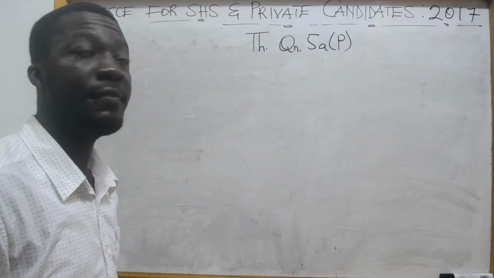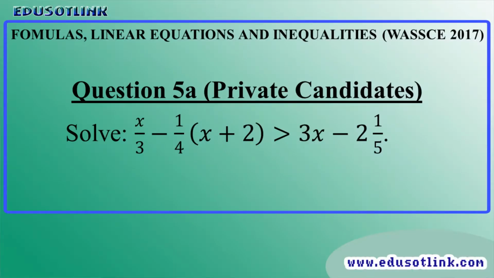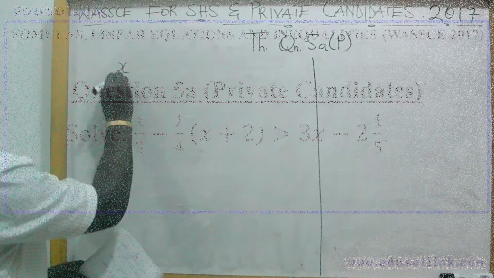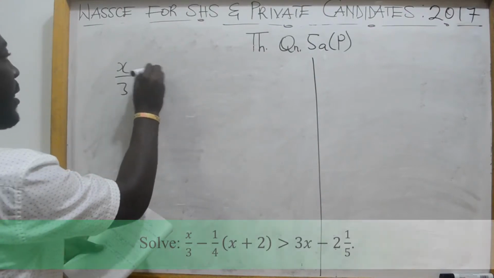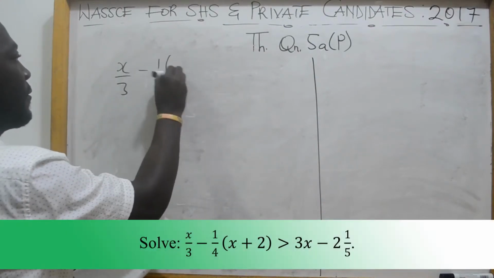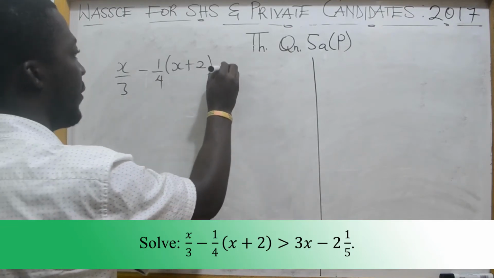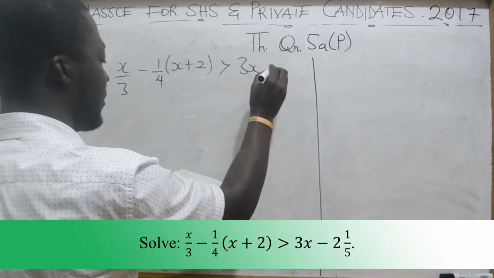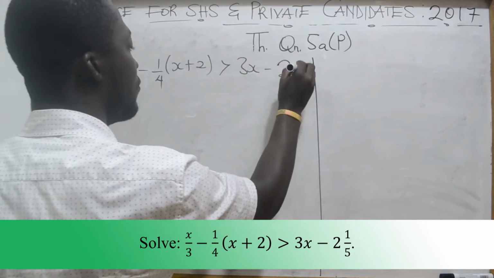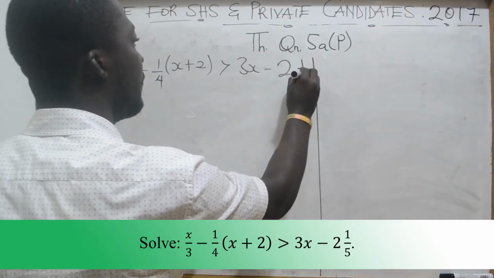Theory question 5a for private candidates. Solve x over 3 minus 1/4 (x plus 2) greater than 3x minus 2 whole number 1 over 5.